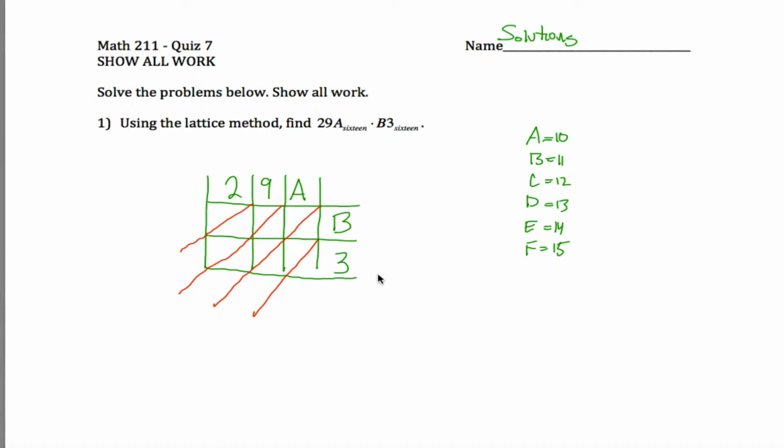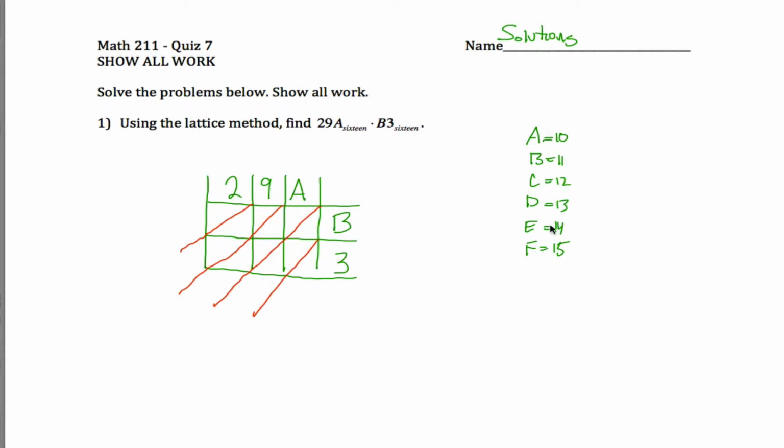All right, here are solutions for quiz 7 from Math 211. The first problem, you're asked to use the lattice method to multiply together these two numbers. These two numbers are in base 16. And the idea with the lattice method is to set it up like this, right? One of the numbers horizontally, and the other number vertically here.